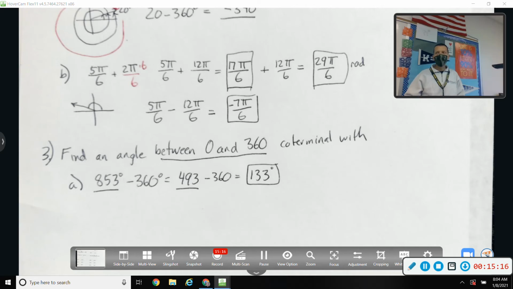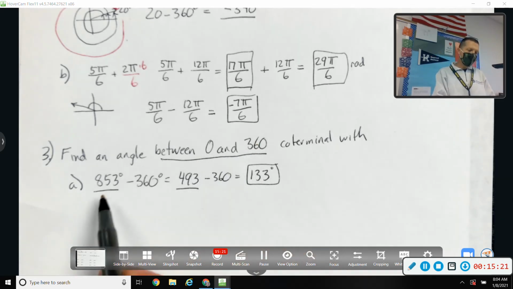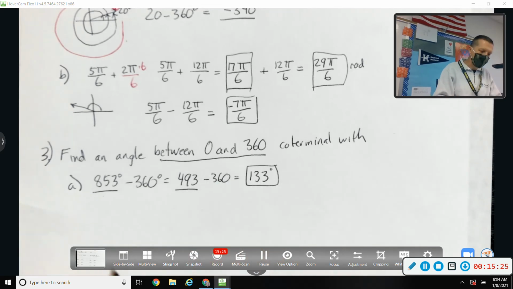It's also helpful in the coming weeks. This is mostly what we'll be doing, is taking an angle that's too big or too small and getting it to a sort of a regular angle between 0 and 360.